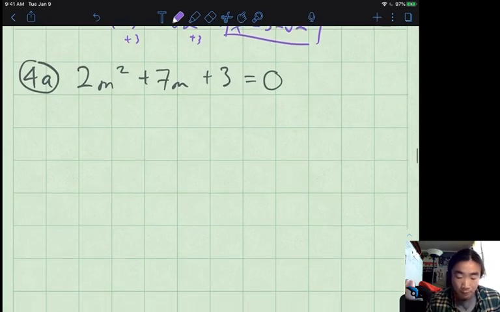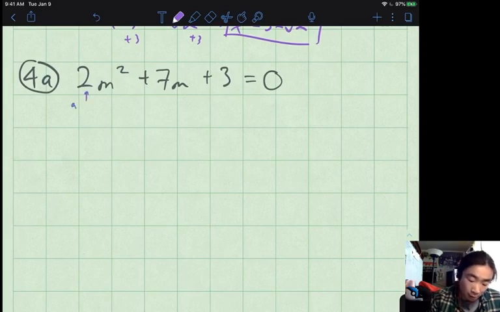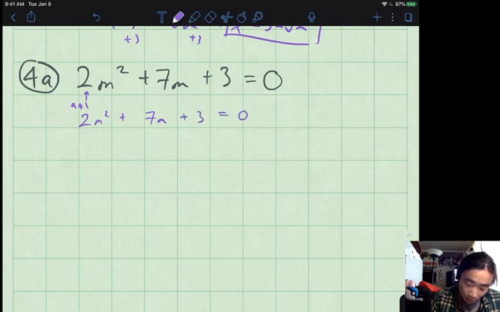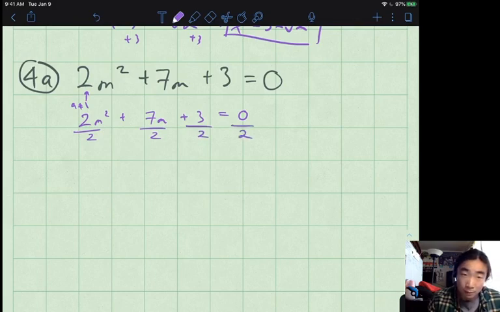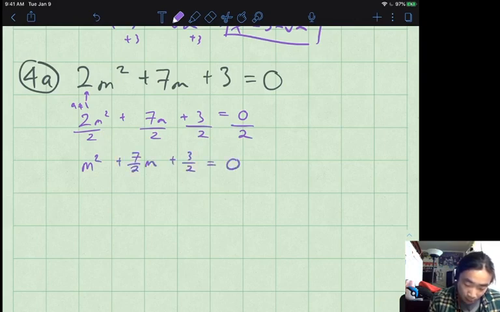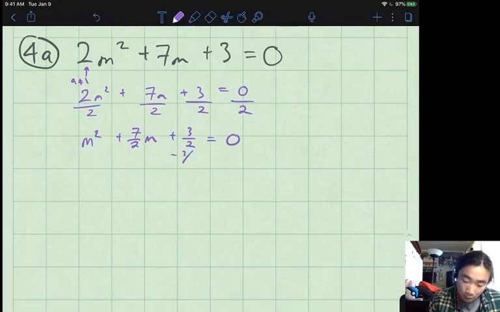All right, so here's an example. A is not equal to 1, so we've got to divide everything by 2. Go through and write it all out again. Divide by 2, divide by 2, divide by 2, divide by 2. That gives us m squared plus 7 over 2m plus 3 halves equals 0. Subtract this from both sides. Now we got to a point that looks like the previous 4 examples.